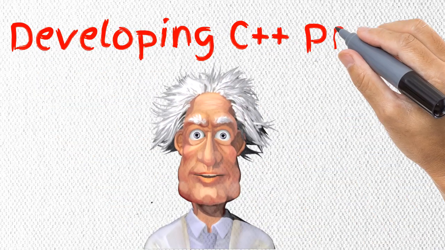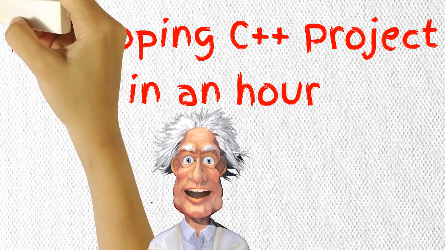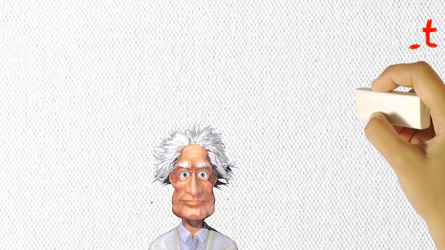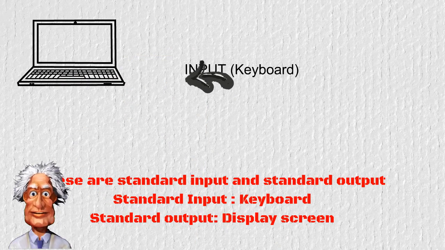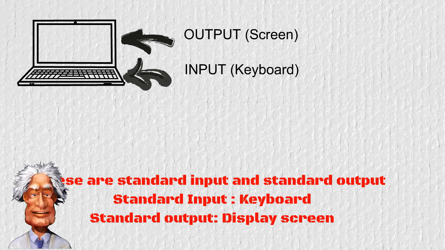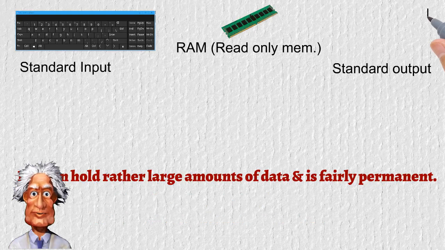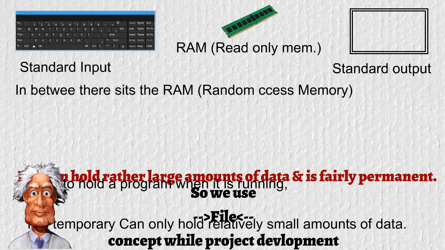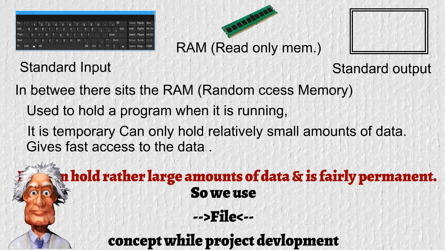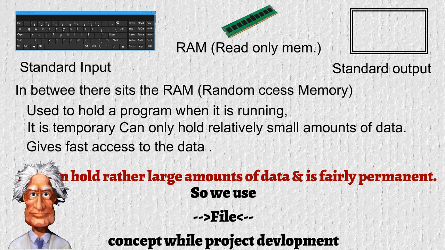Welcome, today we learn how to develop a C++ project in an hour. Standard input is the keyboard and the standard output is the display screen. In between we have RAM and read-only memory. Due to these limitations, we have to implement the file handling concept in our project.